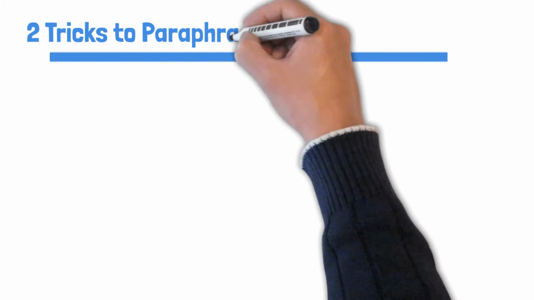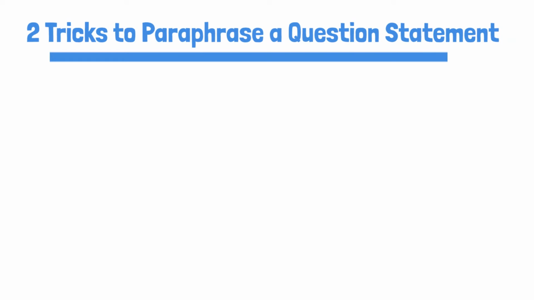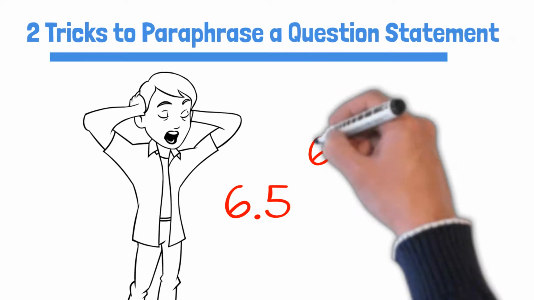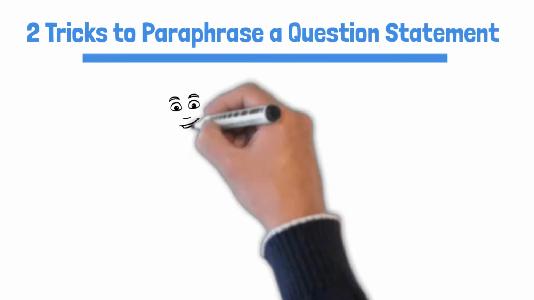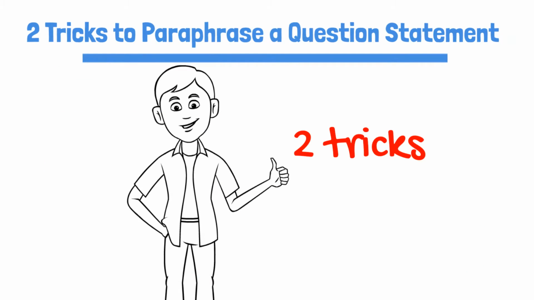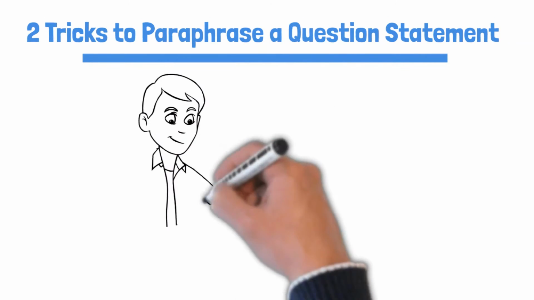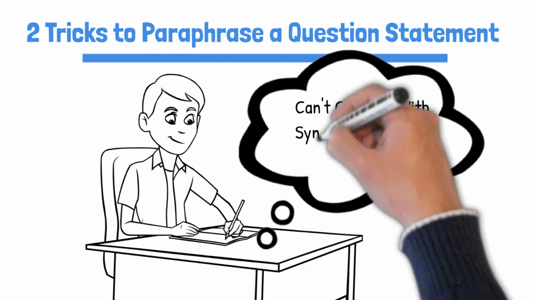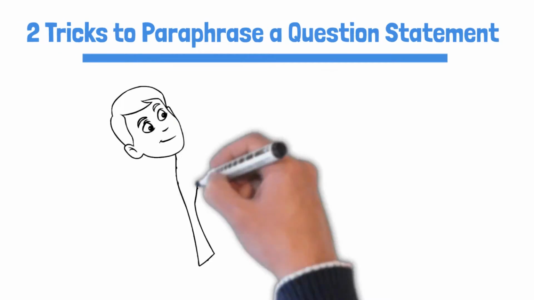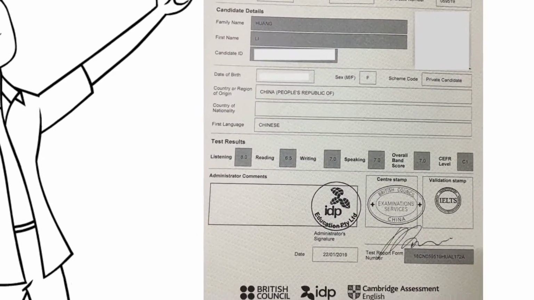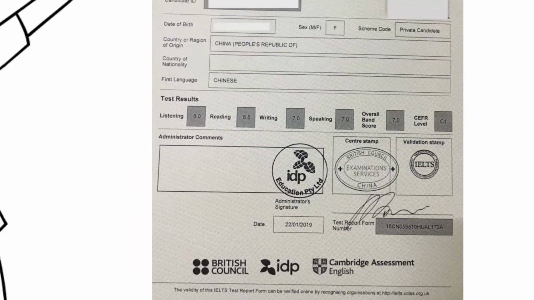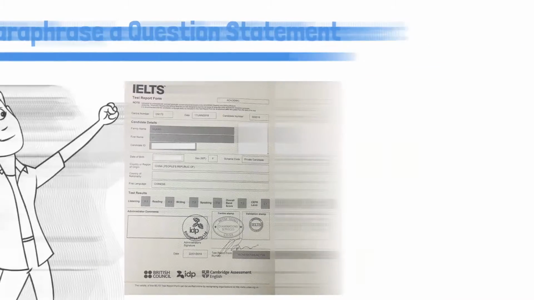Hello everyone, in today's video, I'm going to show you two simple practical tricks to paraphrase a question statement. You know what? I was just like you. I kept getting a 6.5 on the writing test until I discovered these two methods. Using these two methods, I was able to paraphrase the question statement accurately on the exam, even though I didn't know many synonyms. I finally increased my writing score from 6.5 to 7 on my fourth attempt. These two methods are super easy to use. Anyone can master them. Let's jump right into it.